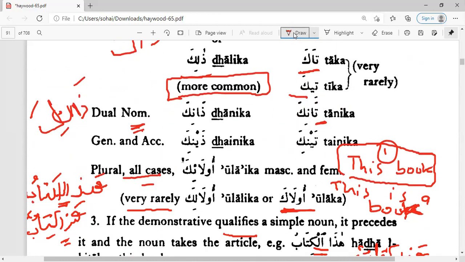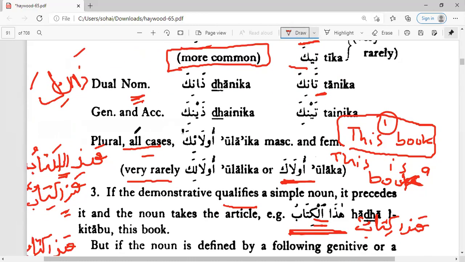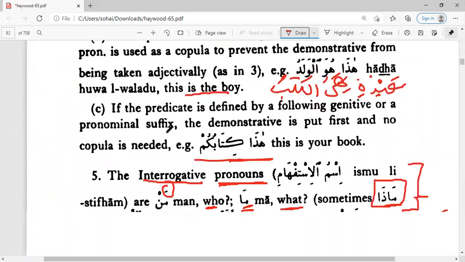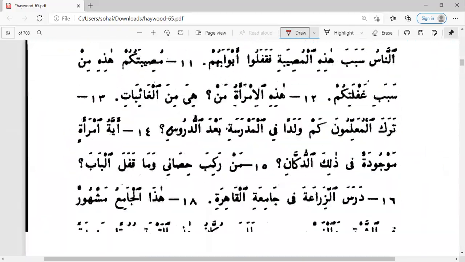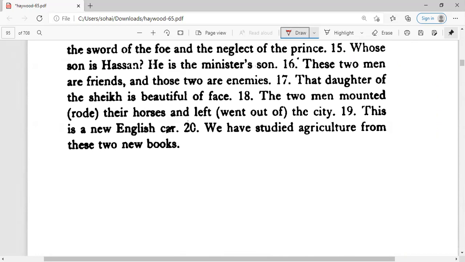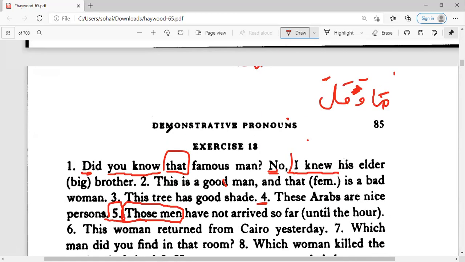So those, right? We're looking at plural, because it doesn't say those two men, it says those men. So you could use ulaika, which is for both masculine and feminine, and let's use ulaika. So this is ulaika. Okay, so ma wasala ulaika.